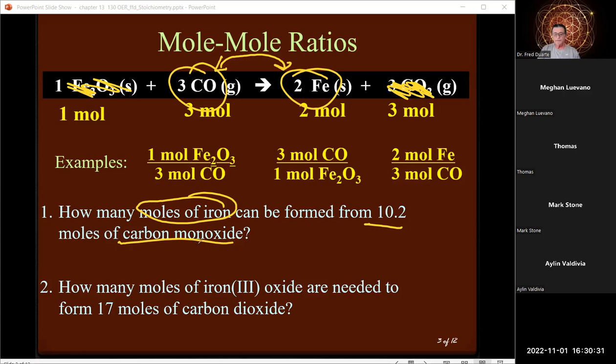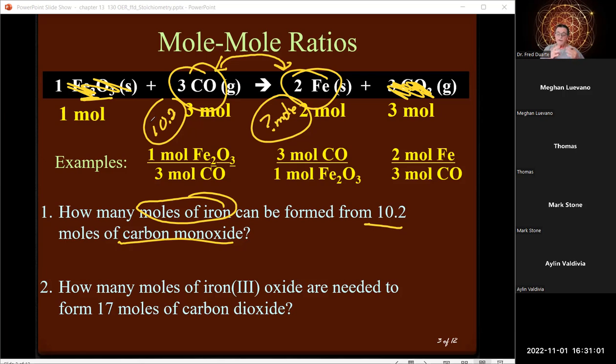We look at the question. It says, if I have 10.2 moles of carbon monoxide, how many moles of iron do I need? Okay, or can be formed, because it's a product. The assumption is that there's plenty of other iron 3 oxide involved to get this reaction to proceed. So we're only concerned about what the question asked about.